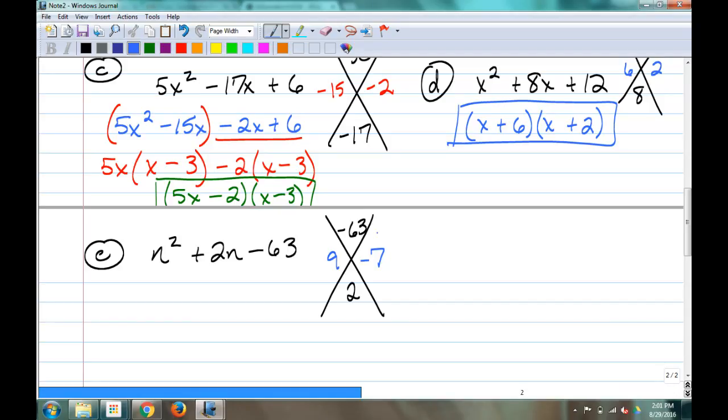And then we know if it's going to multiply to be a negative, they have to be opposite signs. The biggest one will always be the sign of what's in the bottom. So this is going to be x plus 7, x plus 9... good job. Yeah, that's right. Because there's nothing in front of the squared, you go straight to the factors.